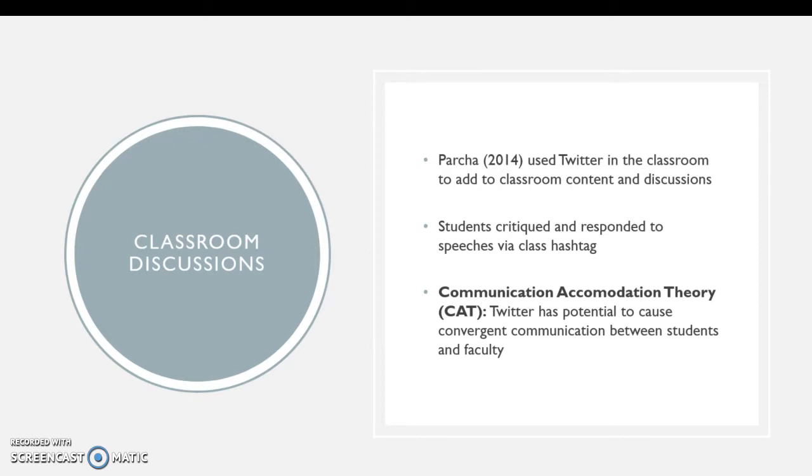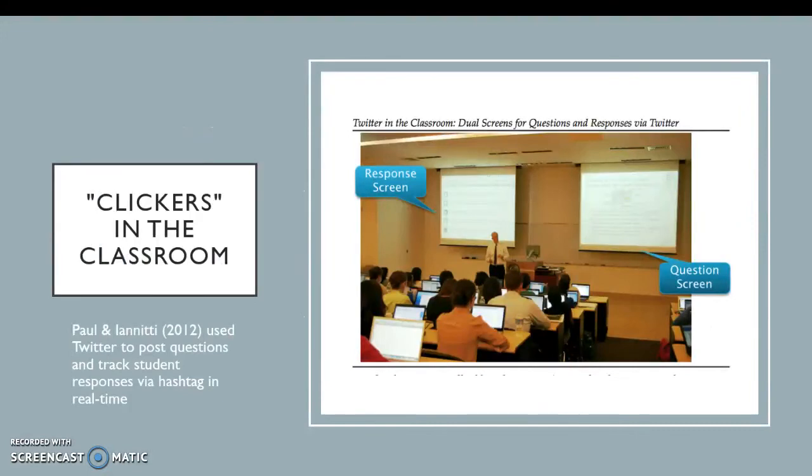So he was able to actually go in and see what students were responding where and then award them points accordingly. He did all of this underneath communication accommodation theory because he believed that Twitter had the potential to cause convergent communication, so bringing groups together, particularly looking at students and faculty. He knew that Twitter was a platform that his students were using, and so decided to take advantage of it in the classroom, and especially because it was relatively easy to track with the hashtag, everything turned out just fine for their class.